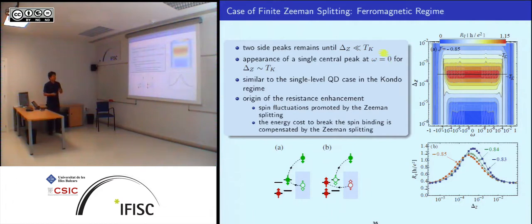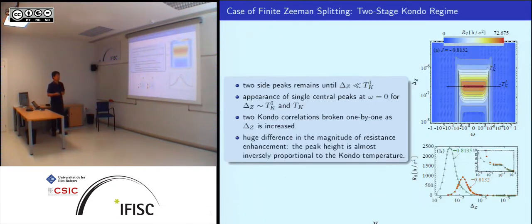And in the presence of Zeeman splitting, again we can get the single concentrated peak when the Zeeman splitting is comparable to the Kondo temperature. Because by applying the Zeeman splitting, we have an energy gain from the Zeeman splitting, and again without applying energy from outside, the resistance can be enhanced by making more particle pairs.